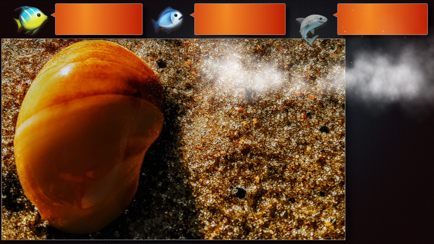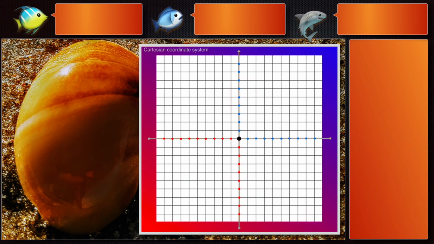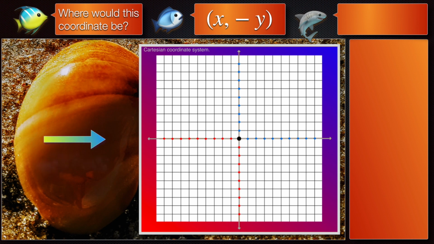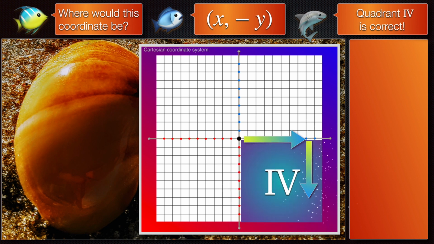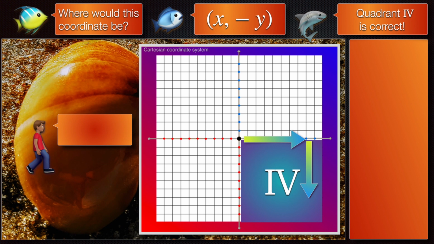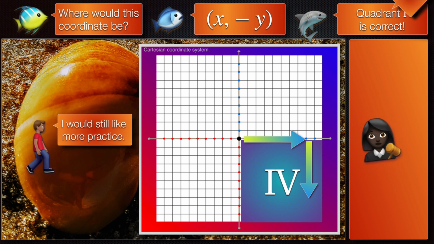Okay. Another example. Just think about where positive X, negative Y would be. Positive X to the right, negative Y heading down. So that looks like quadrant 4. I sure hope that's what you were thinking when you looked at that X comma negative Y coordinate. A little bit more practice. We got a couple more, I think.